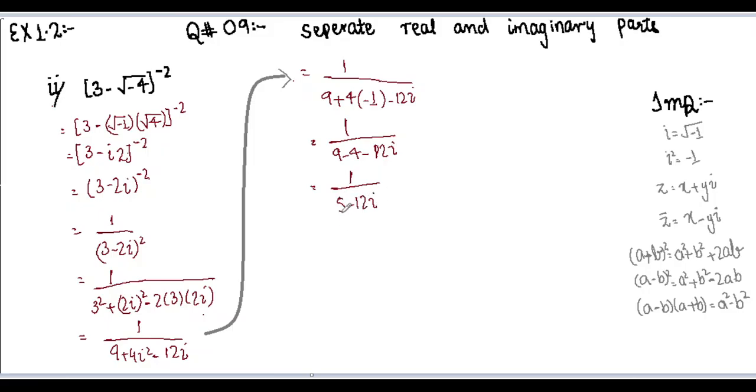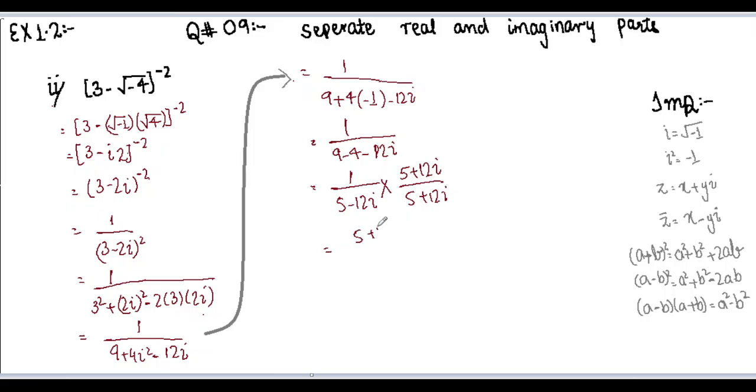Now whenever there is a complex number in the denominator, that must not be our solution. To find the solution we have to rationalize it, and rationalization means we multiply and divide by the conjugate of the complex number in the denominator. Conjugate means to change the sign of the imaginary part of the complex number. Here the imaginary part is minus 12 iota, so it becomes plus 12 iota, and 5 is written as it is. So 5 plus 12 iota divided by 5 plus 12 iota.